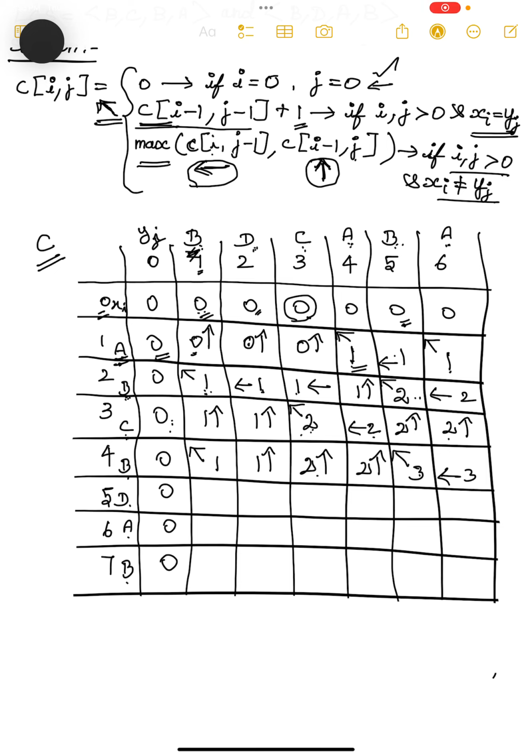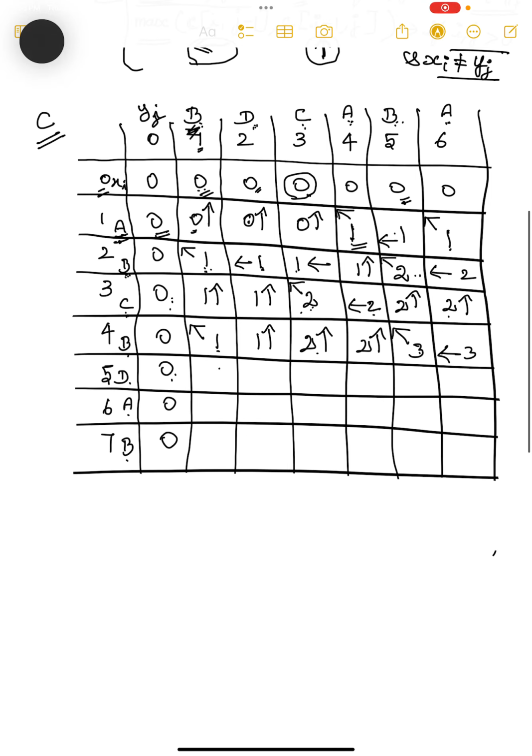B and D. Both are not same. Maximum, compare this and this. Which is maximum? 1 is maximum. That value I am taking, up arrow I am putting here. D and D. Here also D. Here also D. And both are same. So this previous row, previous column value is taken. With that 1 is added, slanting arrow mark we are putting.